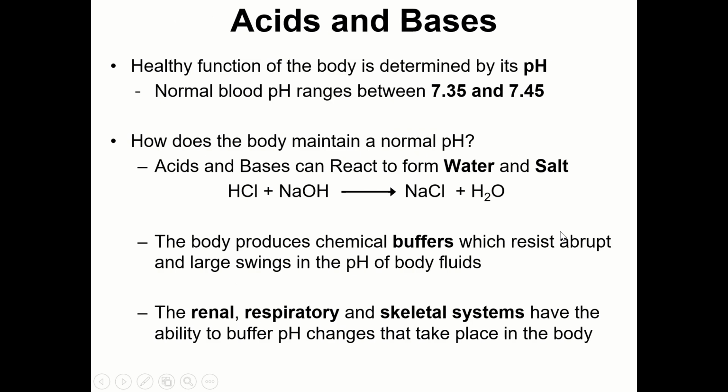So of course the body in itself is going to be relatively close to neutral. We said that the pH of blood ranges here, 7.35 to 7.45. And it's going to maintain this normal pH in a number of ways. So first off, when we see acids and bases in the body, they tend to react with one another and form the kinds of solutions that no longer affect pH.